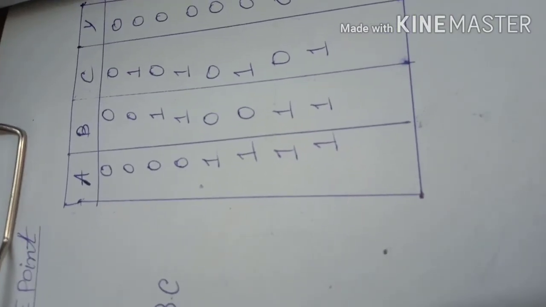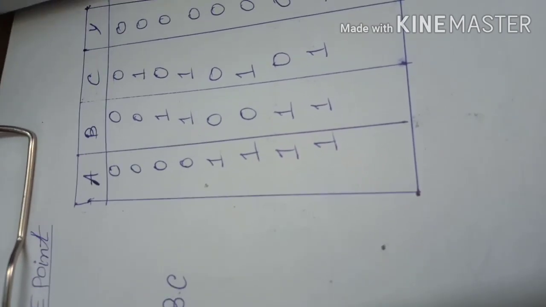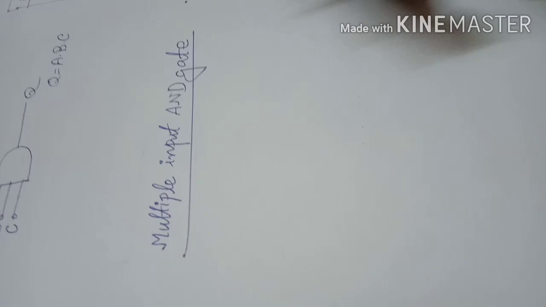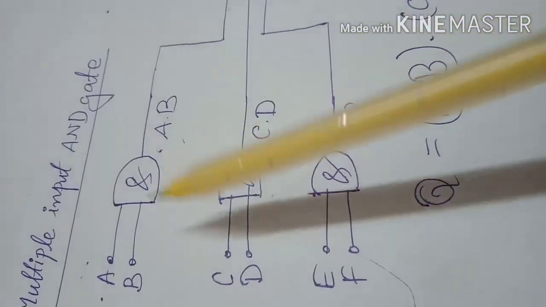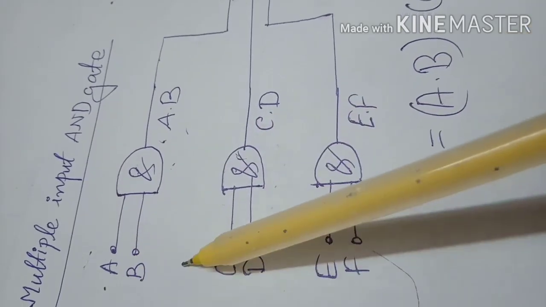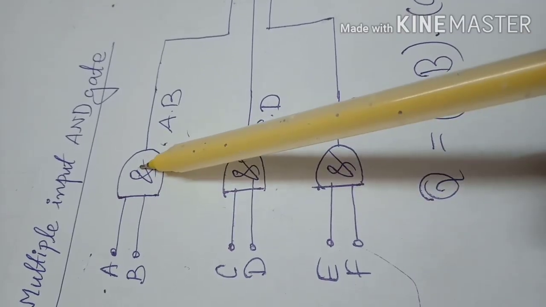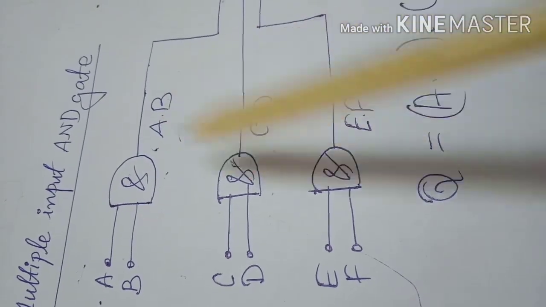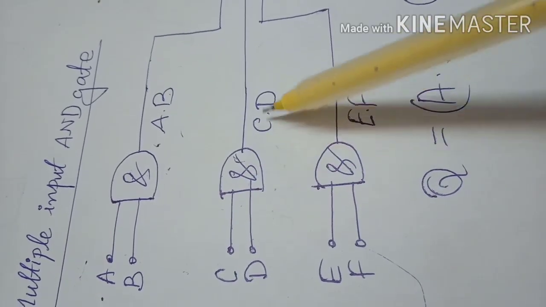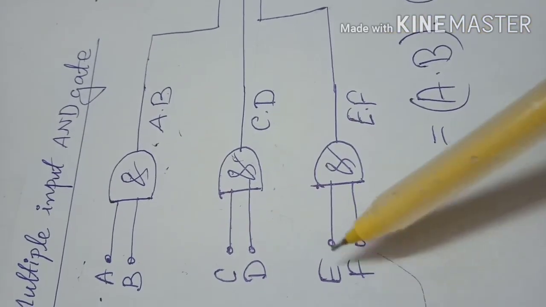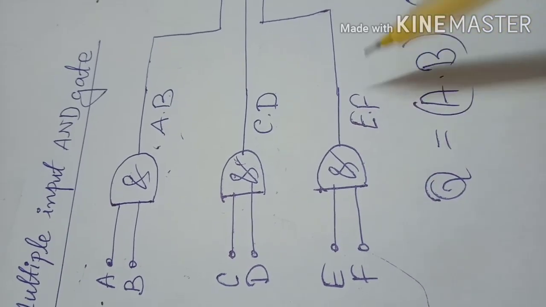Now I will discuss the multiple input AND gate. This is a multiple input AND gate. A and B are the 2 inputs of this AND gate and the output is A dot B. C and D are another 2 inputs of this AND gate and the output is C dot D. And E and F are the 2 inputs of another AND gate, giving E dot F.